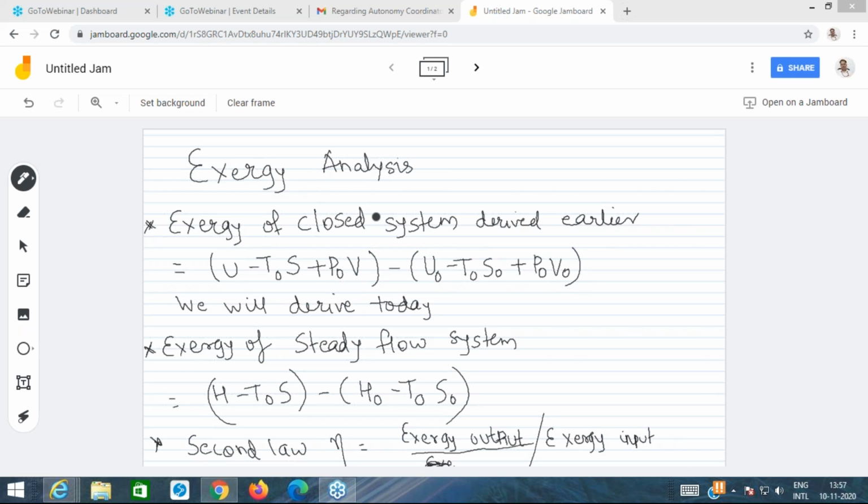This is also called the availability function: U minus T naught S plus P naught V. U minus T naught S plus P naught V is the availability function, minus U naught minus T naught S naught plus P naught V naught. So this is the expression which I have written here.